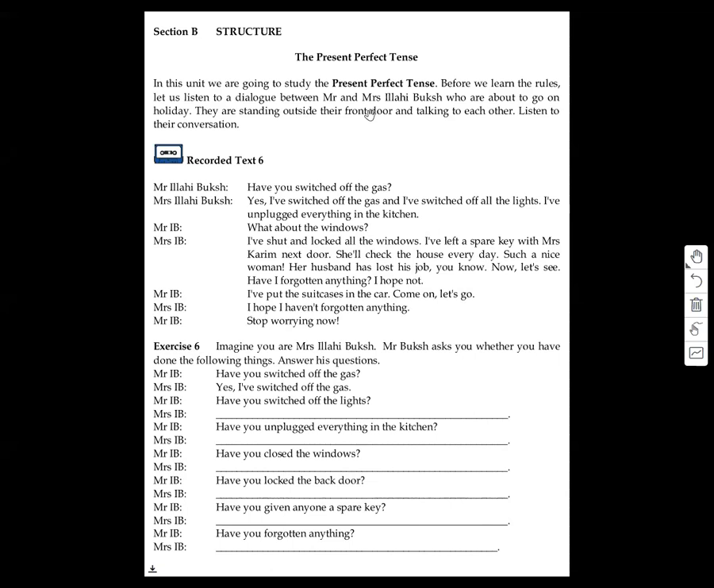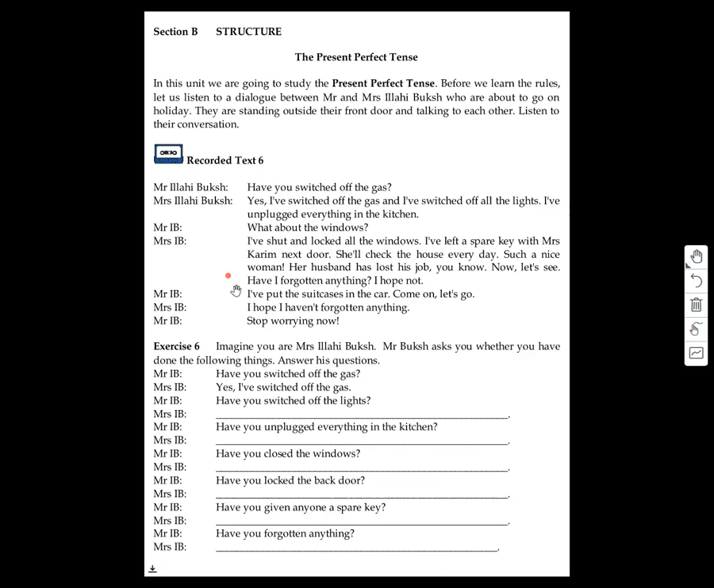So this is what is given in your book. They say that in this unit we are going to study the present perfect tense. Before we learn the rules, let us listen to a dialogue between Mr. and Mrs. Elahi Baksh, who are about to go on a holiday. They are standing outside their front door and talking to each other. Listen to their conversation. Now I'm going to try and read the conversation for you in two voices. One is Mr. Elahi Baksh and the other one is Mrs. Elahi Baksh. So I'm going to start now.